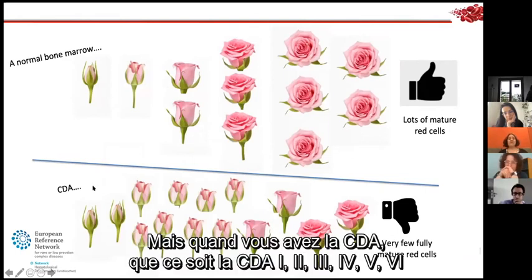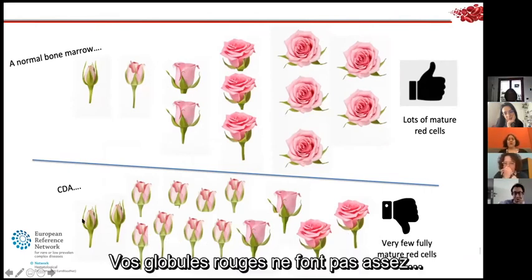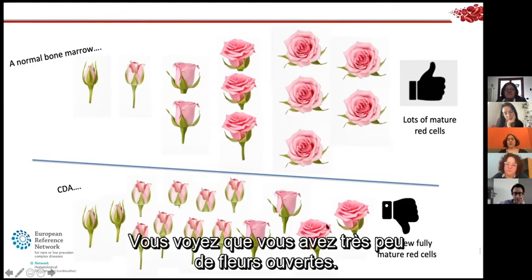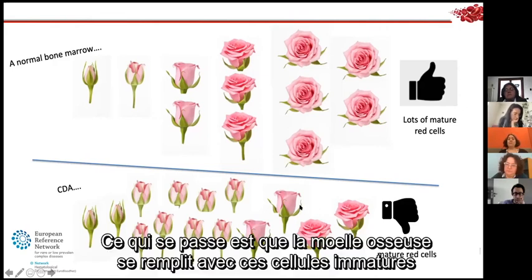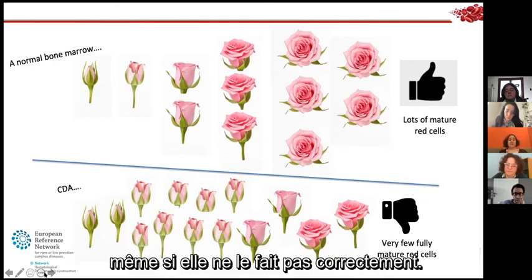But when you have CDA, whether it's CDA I, CDA II, 3, 4, 5, 6, or CDA that we don't have a type for, your bone marrow is not making enough of the mature red cells. So you can see you have very few of the really nice open flowers. But what happens is the bone marrow fills with all of these immature ones because it's trying so hard to catch up to the anemia and to make these cells, even though it doesn't manage properly.